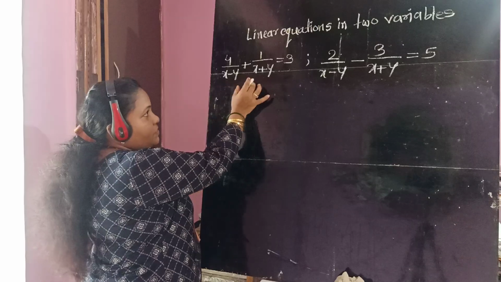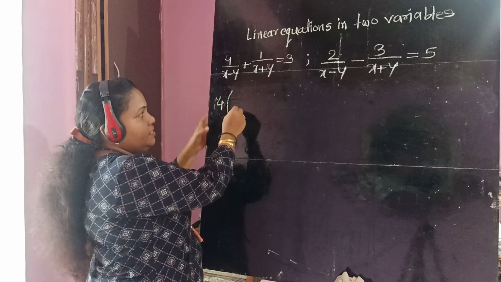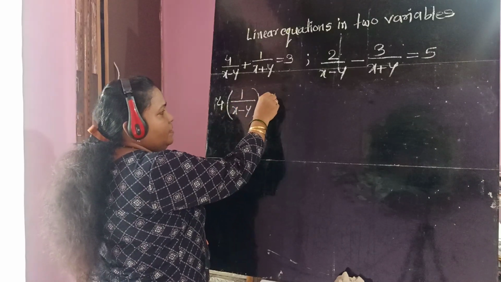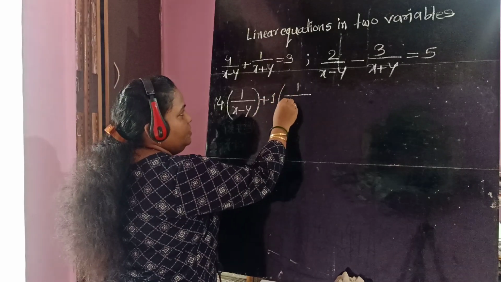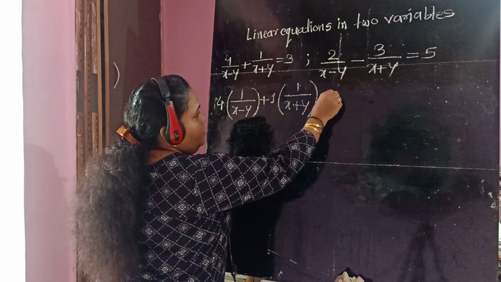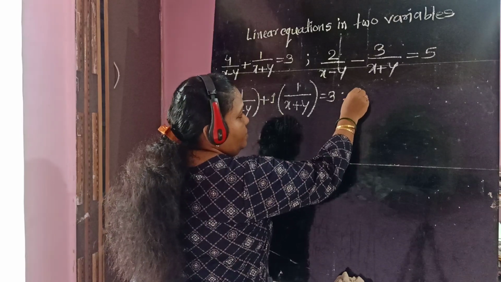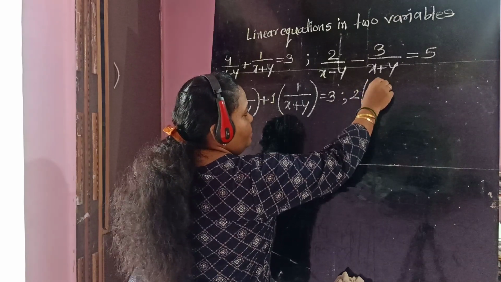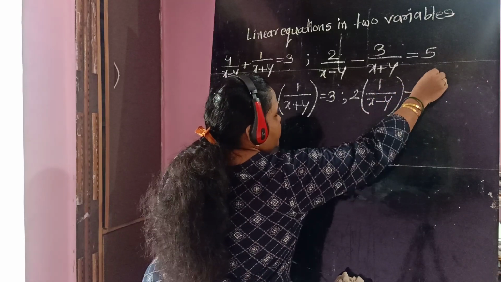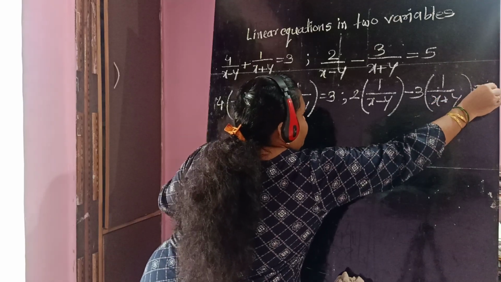For that, first of all, we are going to write this equation in this form: 4 into the bracket 1 upon x minus y, plus 1 into the bracket 1 upon x plus y, is equal to 3. This is our first equation. Similarly, the second equation is 2 into the bracket 1 upon x minus y, minus 3 into the bracket 1 upon x plus y, is equal to 5.